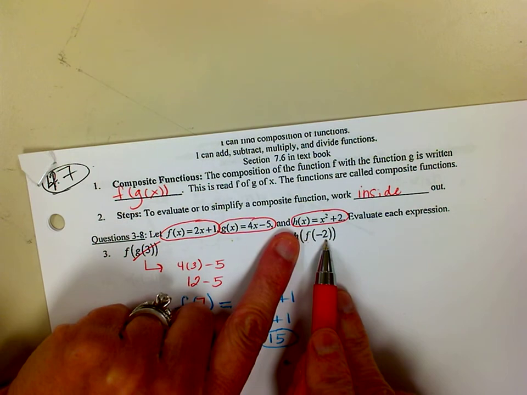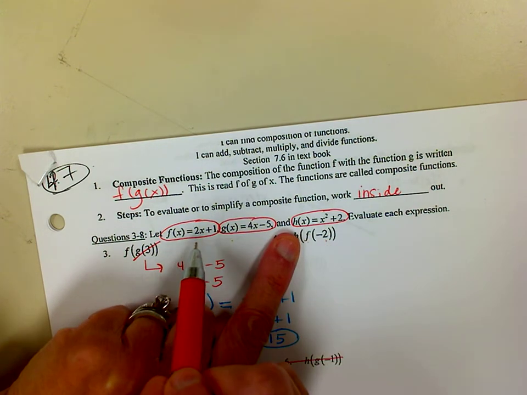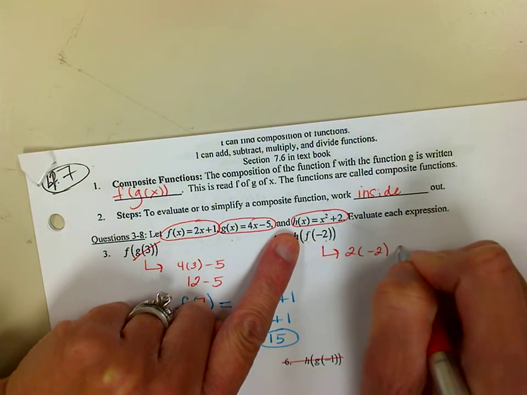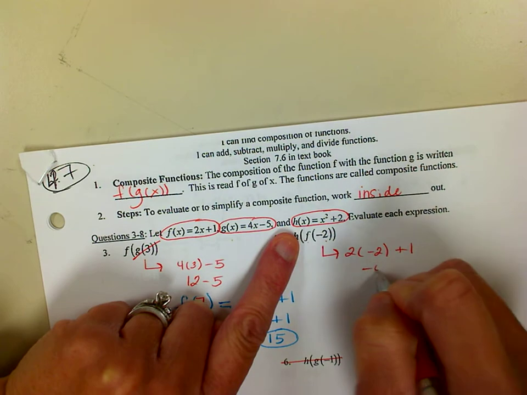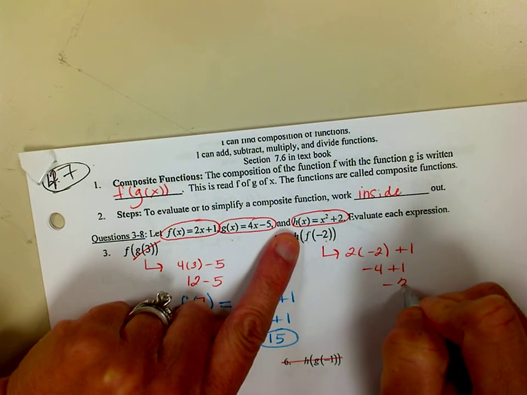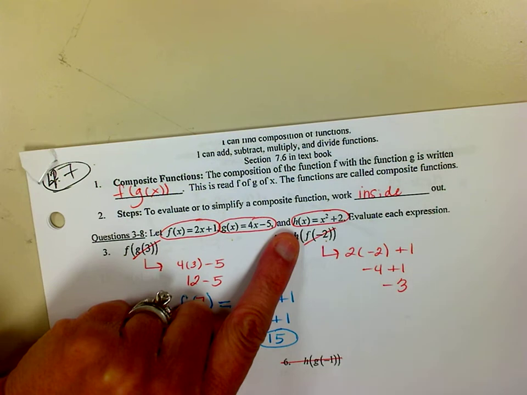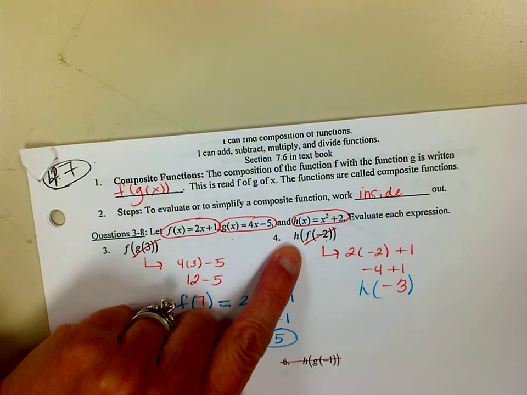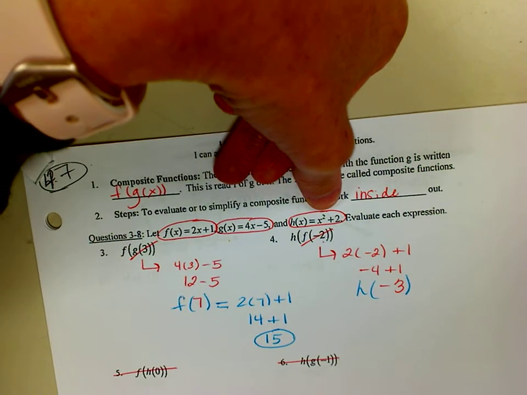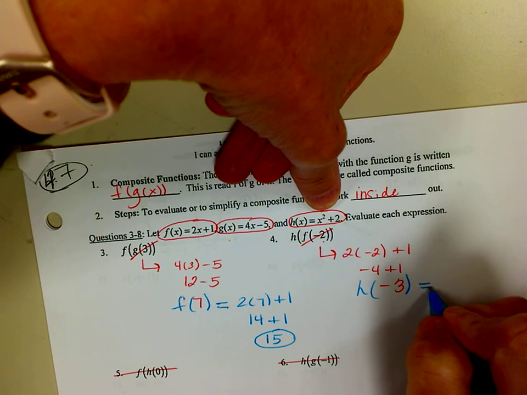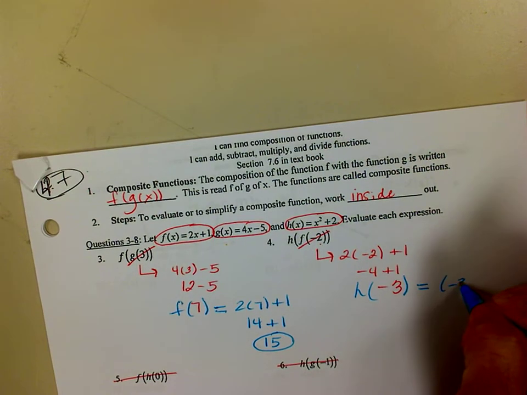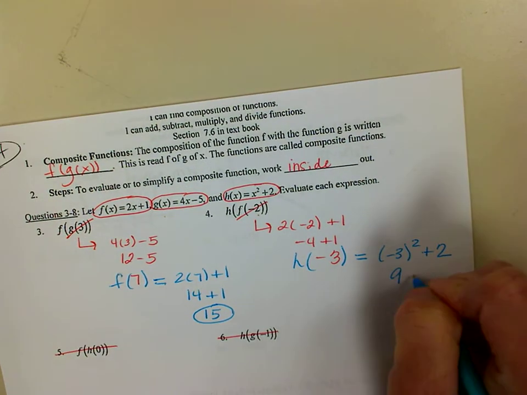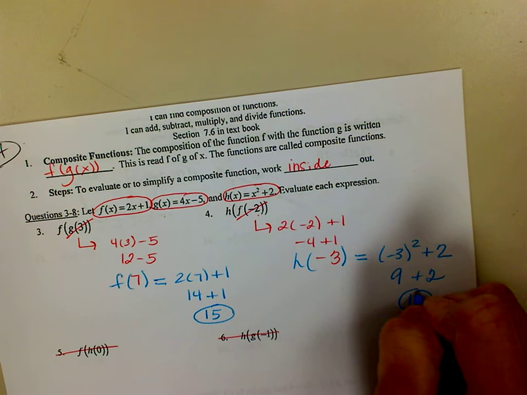So first I'm going to do f of negative 2. So I'm going to put negative 2 in for x. So I'm going to do 2 times negative 2 plus 1, and then negative 4 plus 1 is negative 3. So that's what that becomes. Well, now I got an h there, so now I want to do h of negative 3. I'm going to use this one because it's the one that has the h with it. So I'm going to put negative 3 in for x. So negative 3 squared plus 2, that gives me 9, plus 2, which is 11.